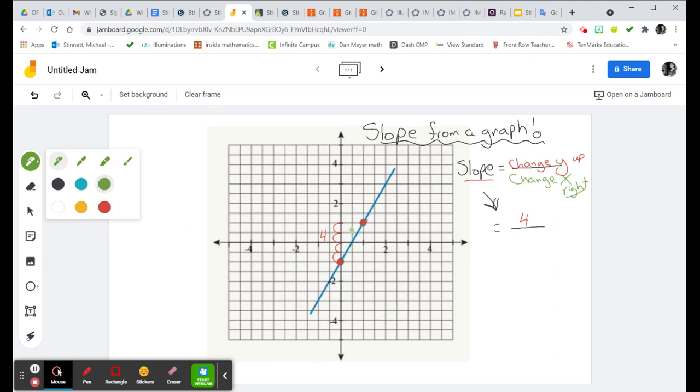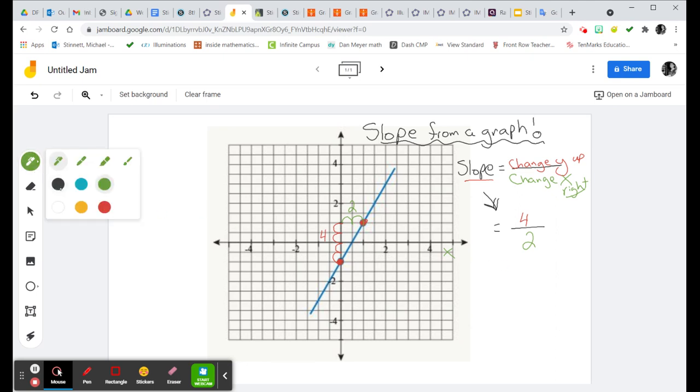And then we need to think about our change in x. So again, this is our x, right? So we're going to go to the right. We need to go to the right 1, 2. So we just went to the right 2. So our change in x would be 2.